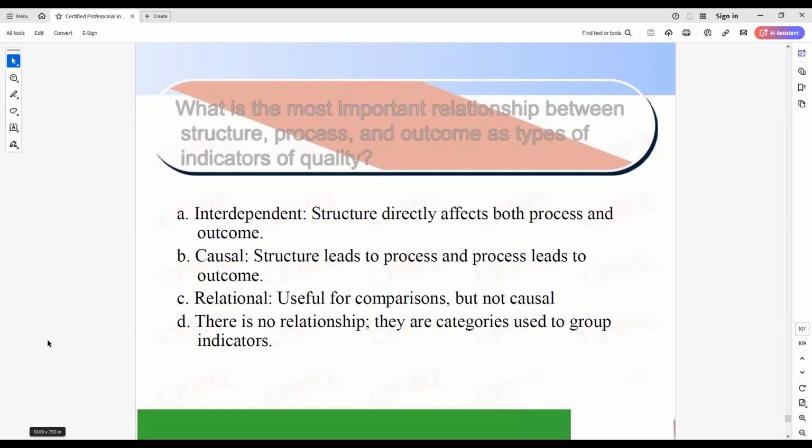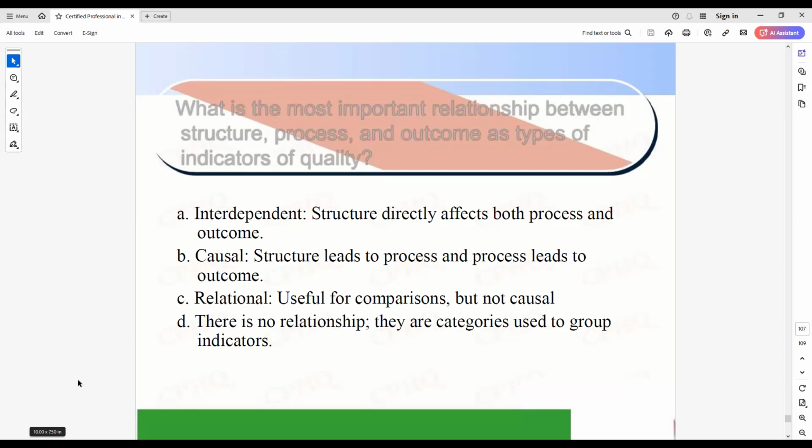What is the most important relationship between structure, process, and outcome as types of indicators of quality? A, interdependence: structure directly affects both process and outcome. B, causal: structure leads to process and process leads to outcome. C, relational: useful for comparison but not causal. D, there is no relationship; they are categories used to group indicators. I heard A. Yeah, A, they're interdependent.